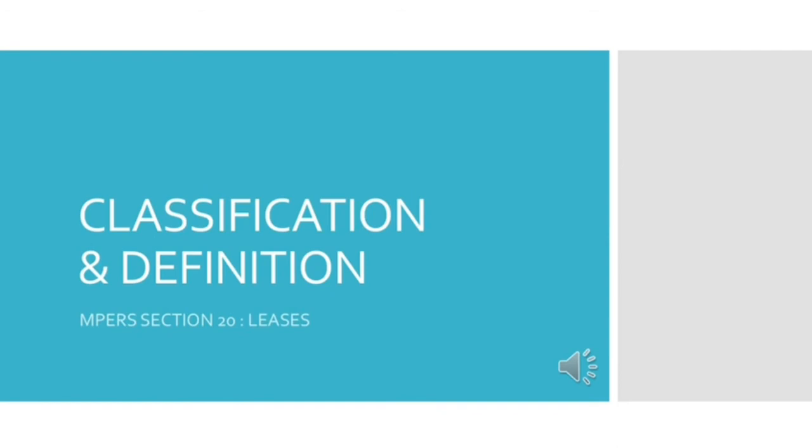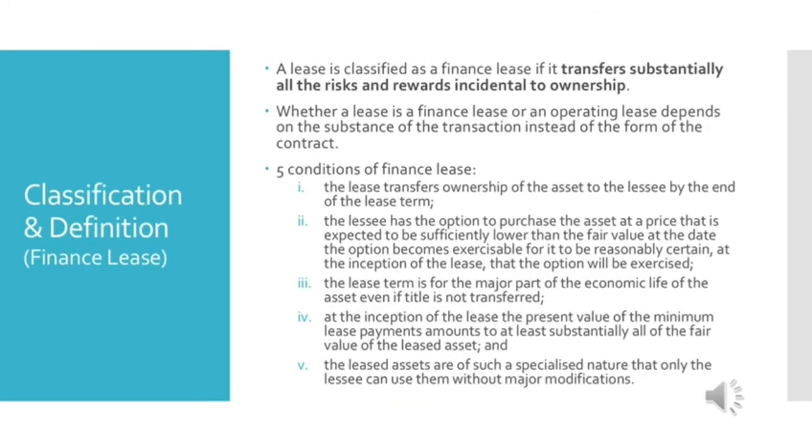Classification and definition. Finance lease. A lease is classified as a finance lease if it transfers substantially all the risks and rewards incidental to ownership. Whether a lease is a finance lease or an operating lease depends on the substance of the transaction instead of the form of the contract.